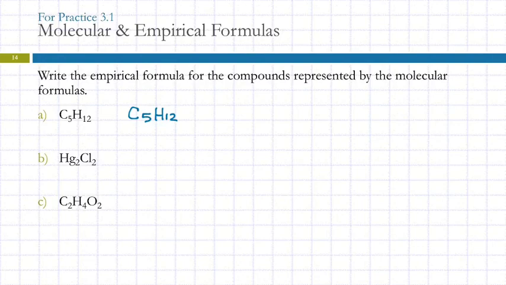What about Hg2Cl2? HgCl, because both 2 and 2 are divisible by 2. So we could simplify that. It's a 1-to-1 ratio. How about C2H4O2? CH2O. We take all the subscripts, 2, 4, and 2, divide all of them by 2. That maintains the same ratio, but puts it in the lowest form. Any questions?